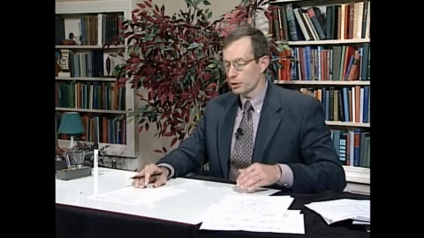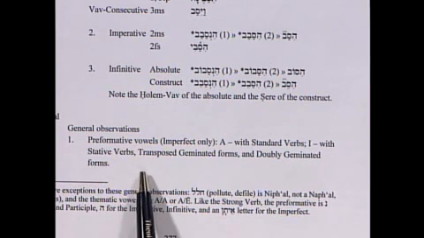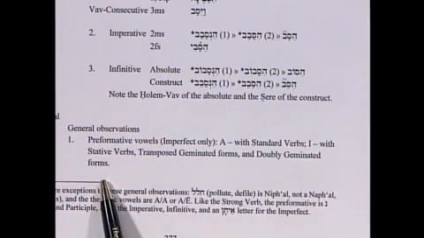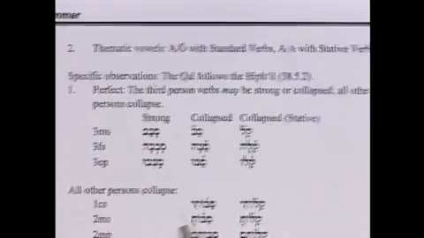Okay, and then finally, you know where we're going. We've got to go to the feared one, and that is the Qal. Qal is always where the problems occur. And so first we want to do some general observations and talk about performatives and thematic vowels. The performative is a patach with standard verbs and a hirik with stative verbs, and also with transposed geminated forms and doubly geminated forms. So just remember that. And then the thematic vowels, as we approach the thematic vowels, you can see that you get the AO with standard verbs, but you get the AA with stative verbs, and this is something that you would expect.